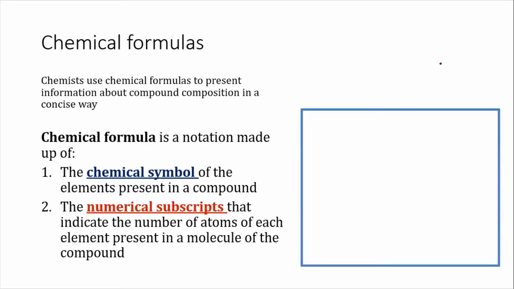We're going to next talk about chemical formulas. Chemists use chemical formulas to present information about a compound's composition in a really concise way. Chemical formula notation is always made up of the chemical symbol or symbols of the elements present in a compound, and then numerical subscripts, so small numbers down and to the right of the symbol they correspond to, that indicate the number of atoms of each of the elements present in a molecule of the compound.